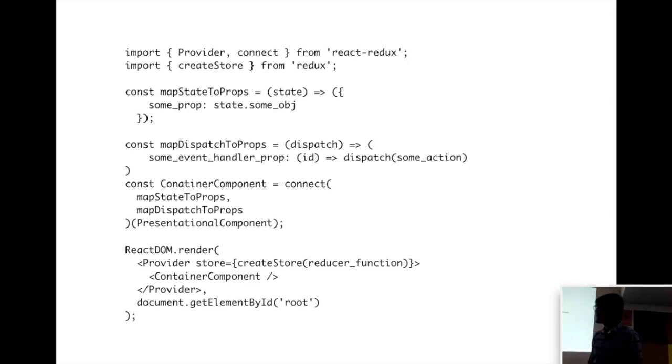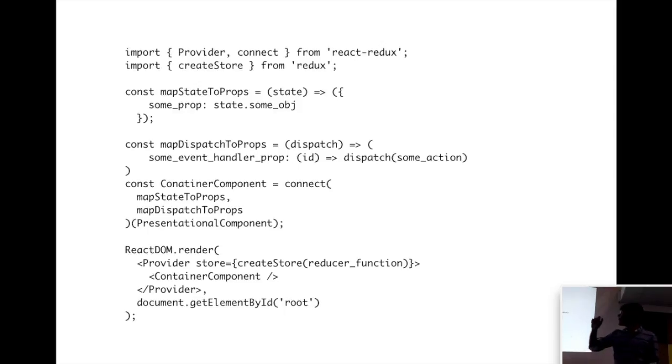So here's an example. I'm creating a container component using connect, and I'm passing a presentation component. And what are these map state to props and map dispatch to props methods? Basically, what your map state to props will return is just an object, and it's the same with map dispatch to props: you'll be returning another object. So these are the props that will be available to your presentational components, I mean, through your container components.